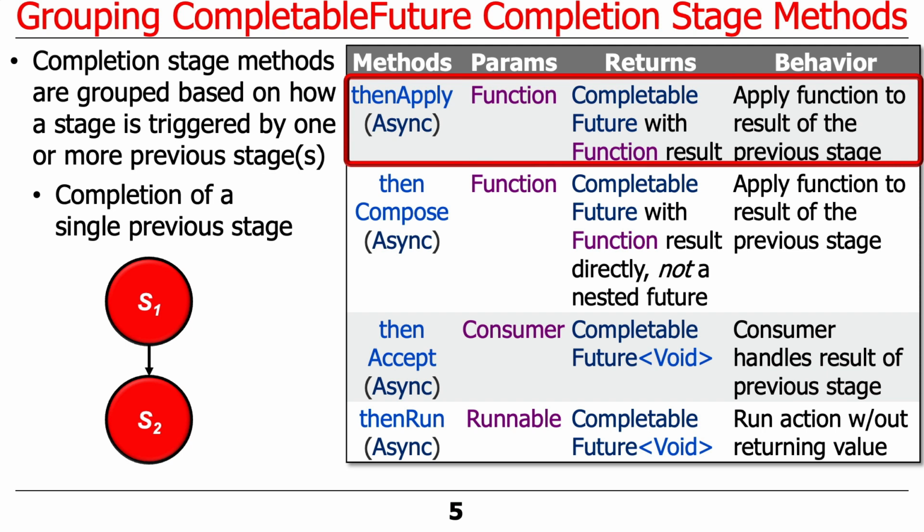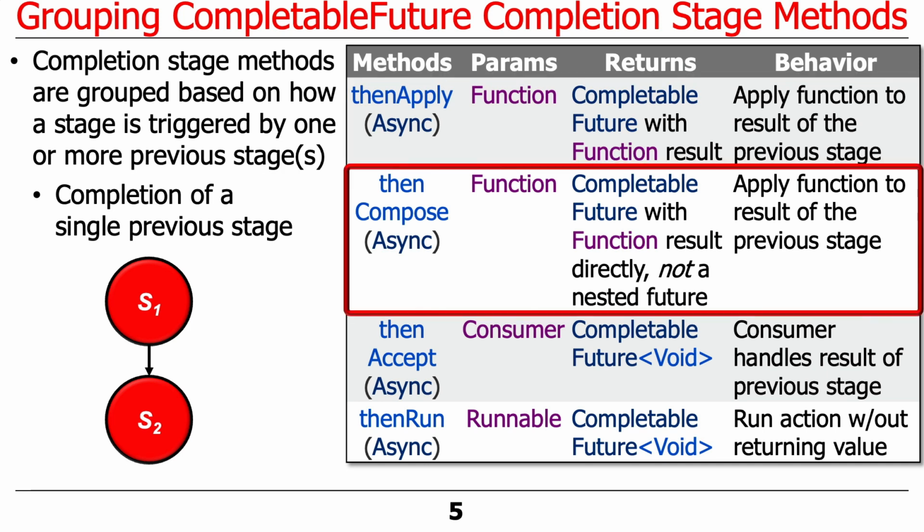So the first one, which you'll be using in your programming assignment, is called thenApply. And it takes a function parameter, and it returns a completable future that will, when finished, give back the result of the function, and it applies the function to the result of the previous stage, whatever that stage may have been. And we'll talk about how this is typically put together in a chain.